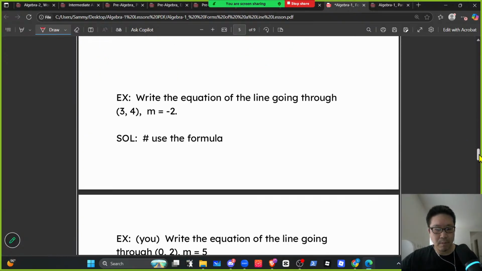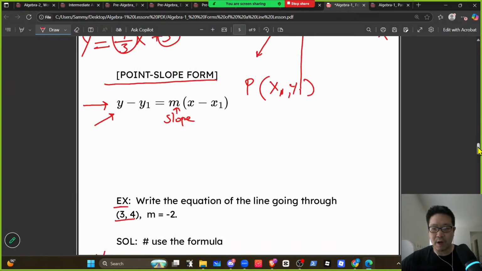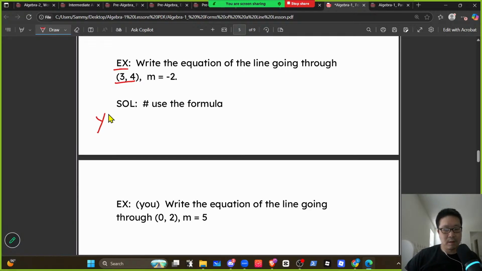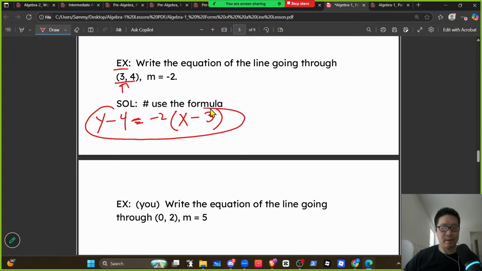So let's do that. Example: write the equation of the line going through the point (3, 4), and slope equals -2. All you have to do is use the formula. Okay, what was the formula? It was y minus y sub 1 equals slope times the quantity of x minus x sub 1. So it's going to be y minus 4 equals -2, the slope, times x minus x sub 1, which is 3. And you can just leave it that way, because that is the point slope form.